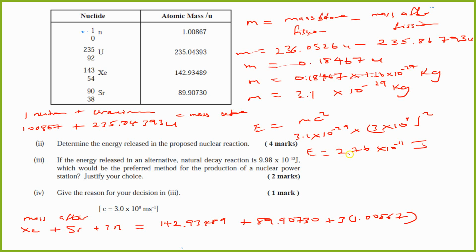No, that's the energy. The question continues. It says that if the energy released in an alternative natural decay reaction is 9.98 times 10 to the minus 13 joules, which would be the preferred method for the production of a nuclear reaction station? It says justify your answer.